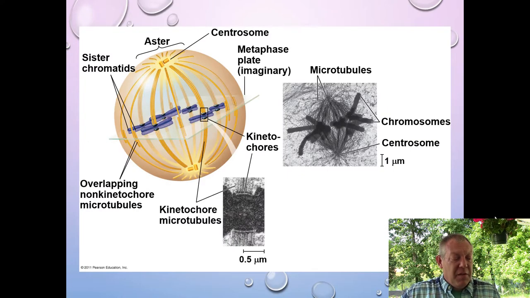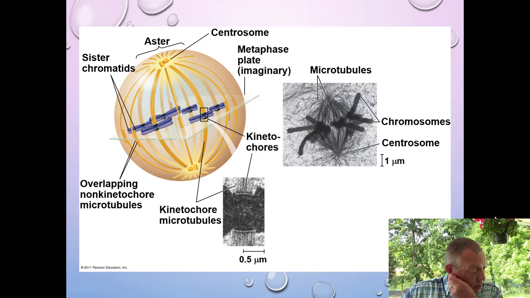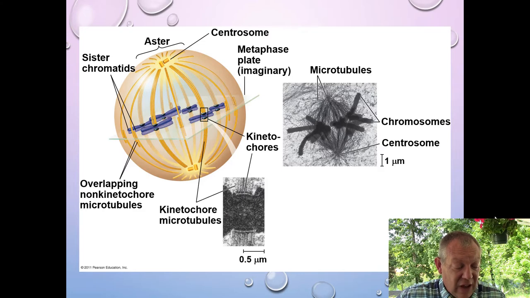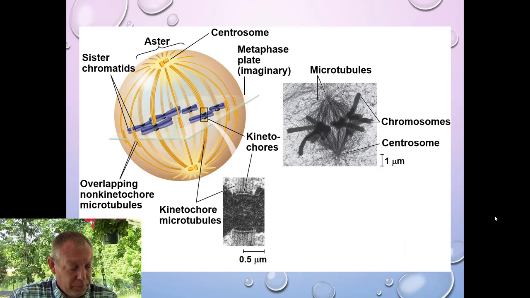And so here's just another more three-dimensional figure, again showing you how those microtubules attach to the chromosome and how they're used to help move the chromosomes into position. Where the microtubules attach is called the kinetochore, and the kinetochore is just a group of proteins that allow that mitotic spindle to attach to every chromosome. And they attach at the centromere.